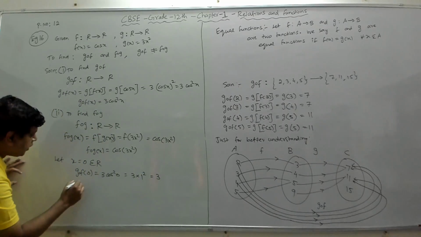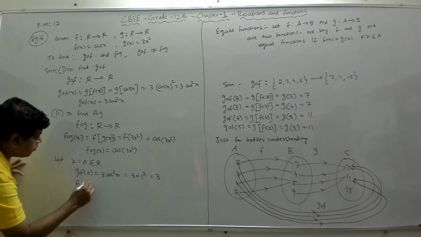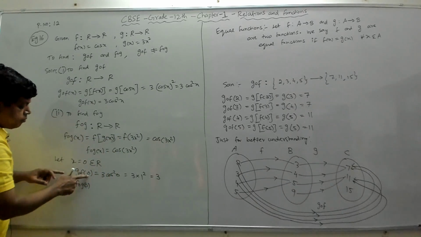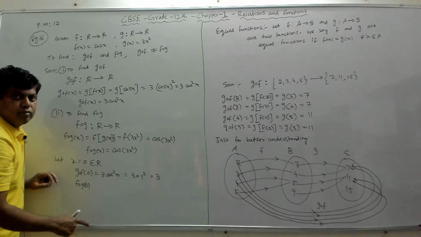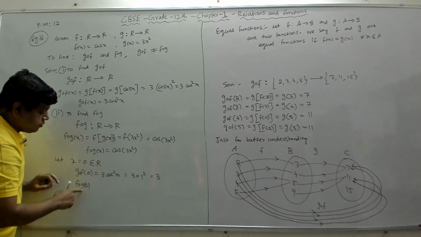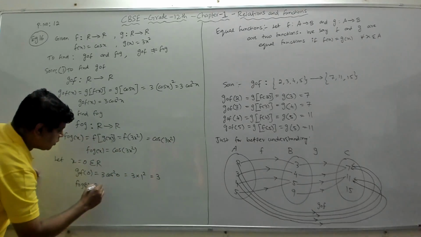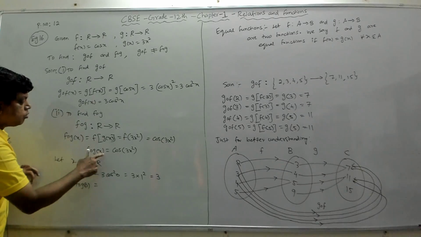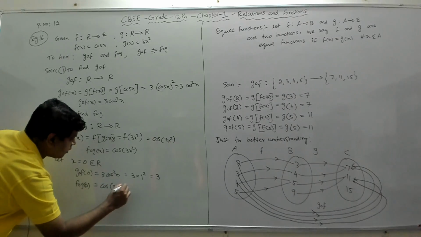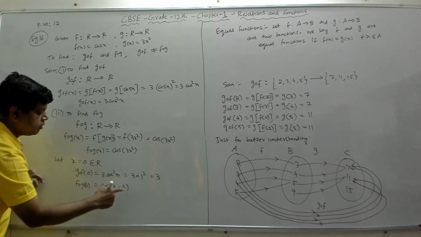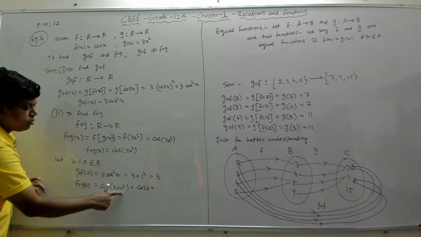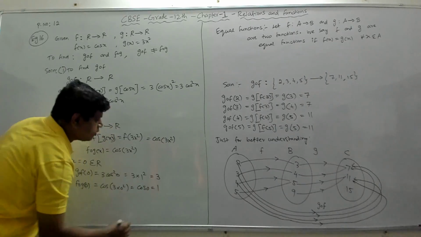Similarly, let's find what f of g of 0 is. For g of f, the 0 element is getting mapped to 3, and for f of g, let's check where this 0 goes. What is f of g of 0? That is cos of 3 into 0 square, because x is 0. So that will become cos 0. And what is cos 0? 3 into 0 square is 0, so cos 0 is 1.